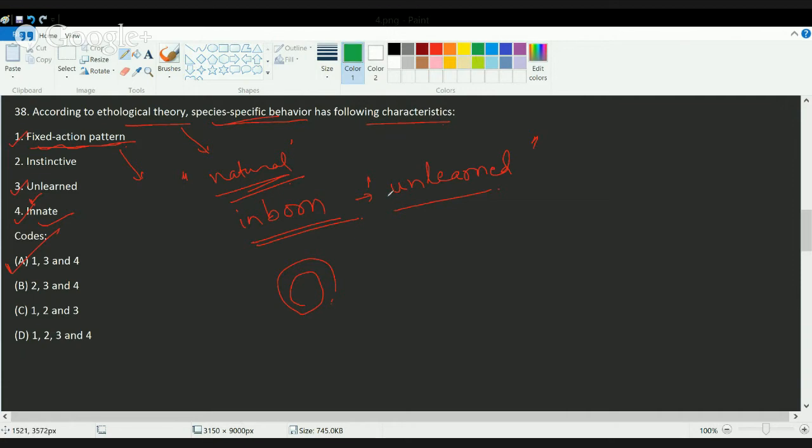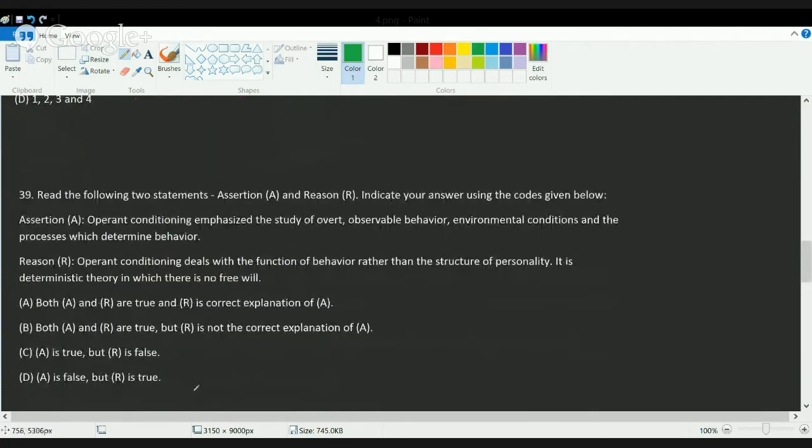Let's move on to the next question. Now, before we start with this question, let me make it very clear that we'll be covering the classes on operant conditioning and classical conditioning in detail, where we would be understanding the basics and the fundamentals of each of the conditioning theories.